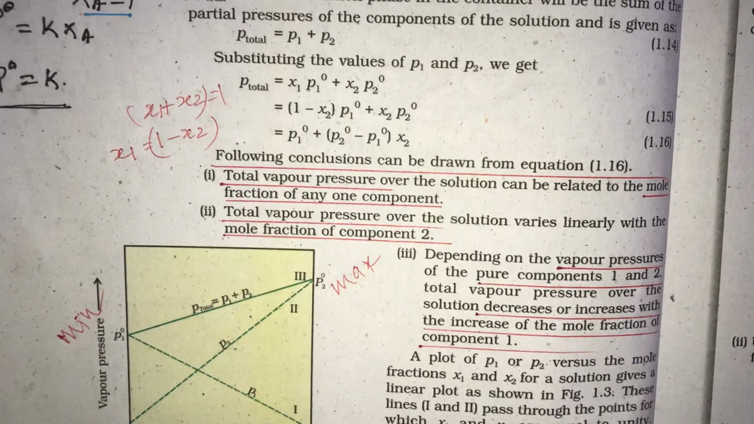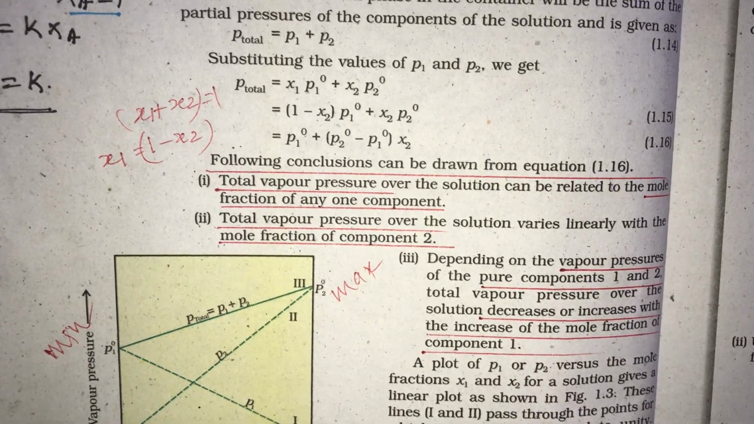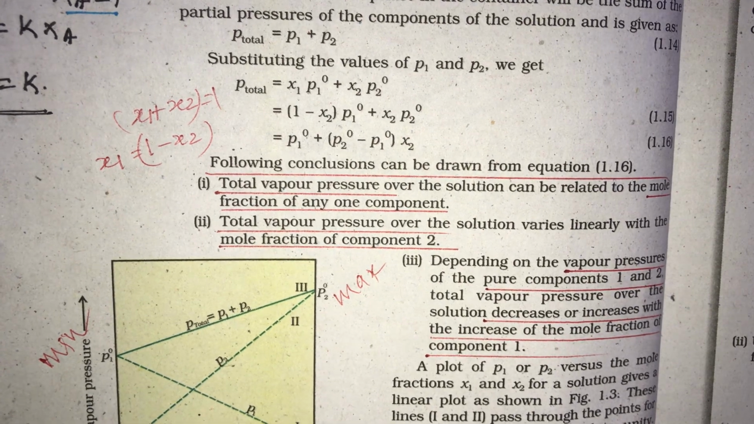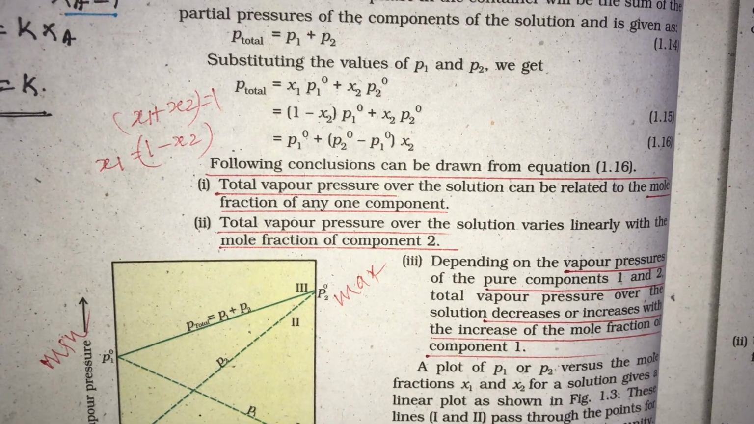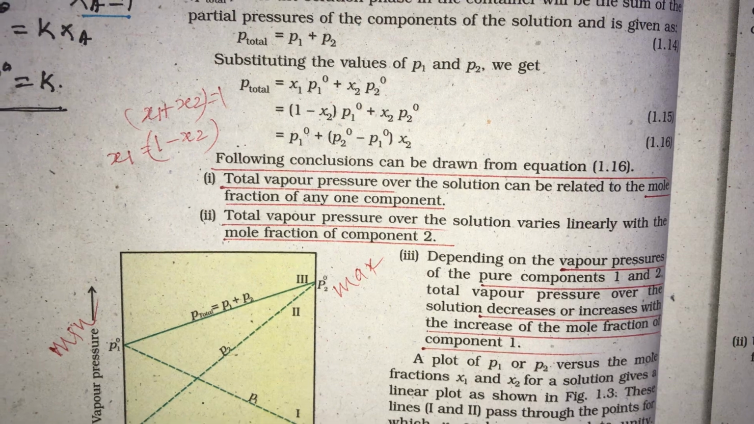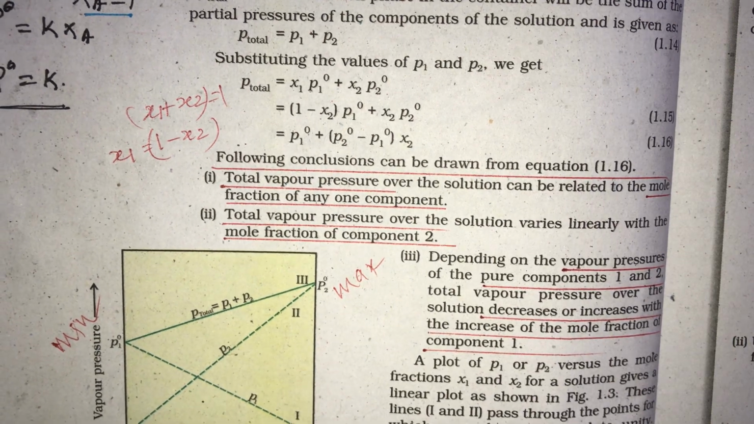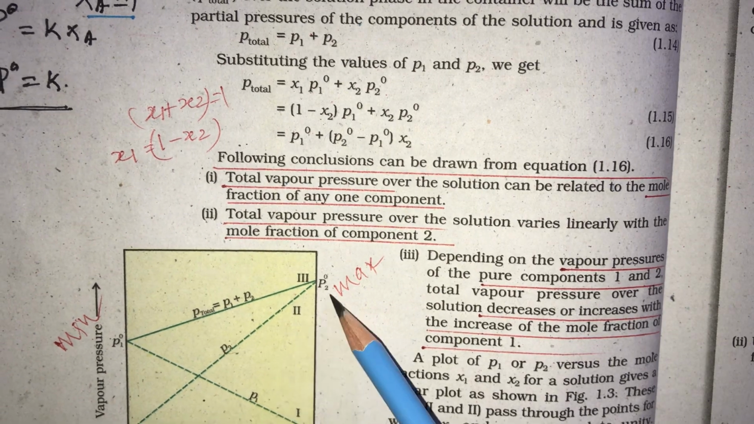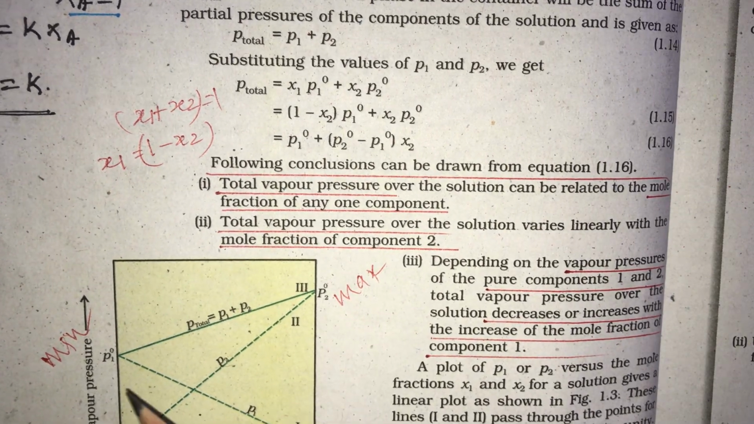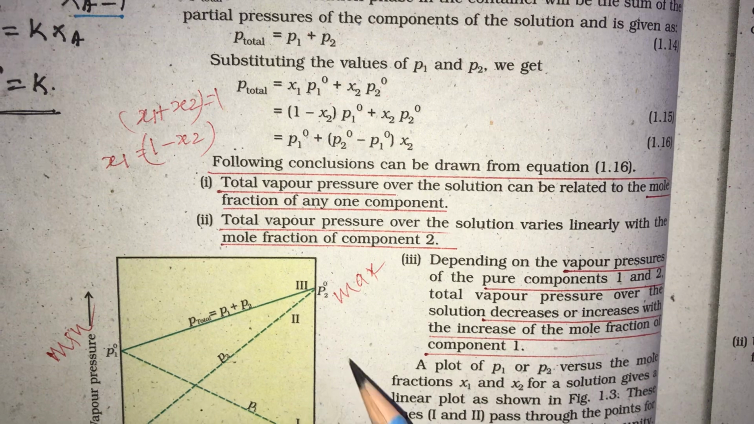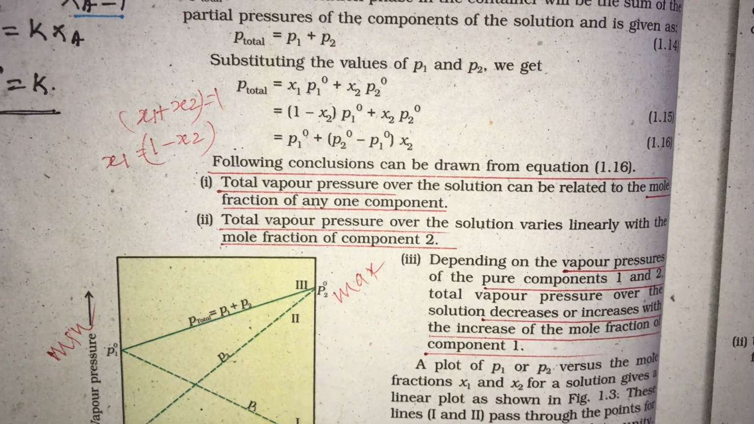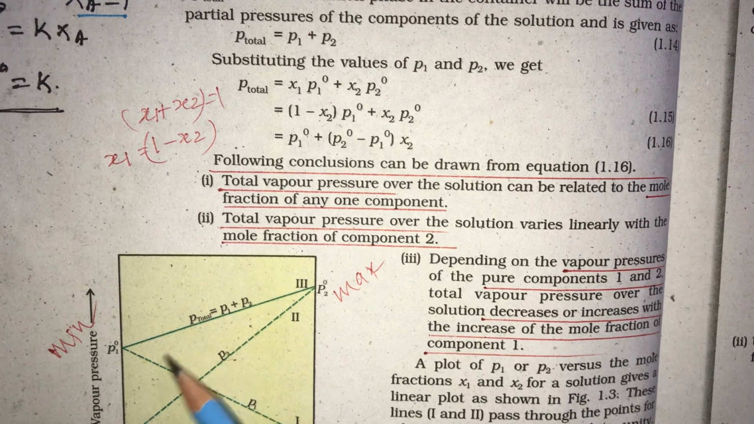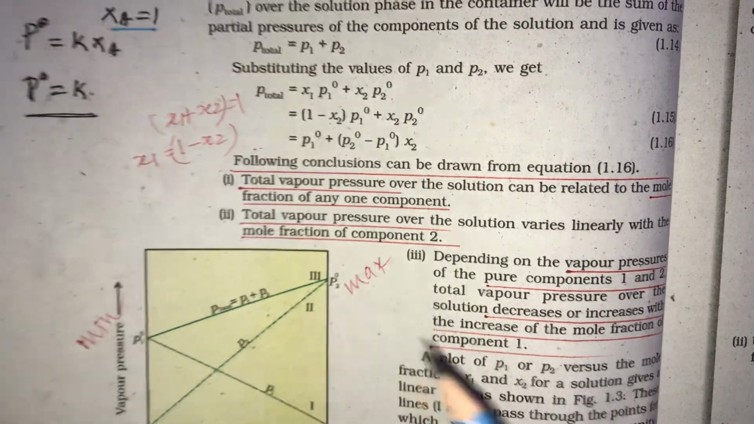Now we draw the graph relating the partial pressures of the two components, P1 and P2. The partial pressure varies linearly with the mole fraction. The partial pressure of P2 varies linearly with its mole fraction. The lowest value is the partial pressure P1 not, the maximum value is P2 not, and the total pressure of the liquid solution is the sum of the partial pressures of P1 and P2.